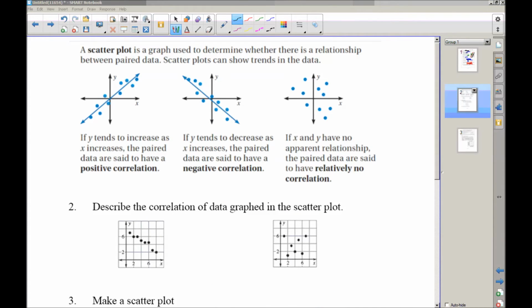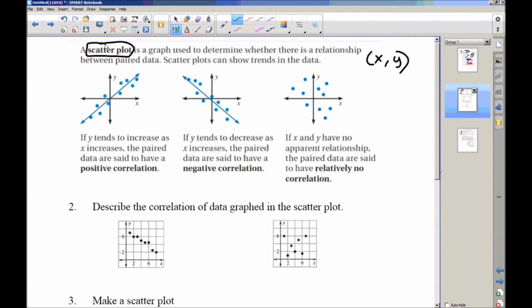Okay, on page 2, we start off with the definition. So a scatter plot is a graph used to determine whether there is a relationship between paired data. So paired data means ordered pairs. So is there a relationship between x, y? Scatter plots can show trends in data. So in other words, people use this to try to determine, is the data increasing or decreasing? Okay, so we're looking for, in our case, linear trends. We're looking for things that will form a line.